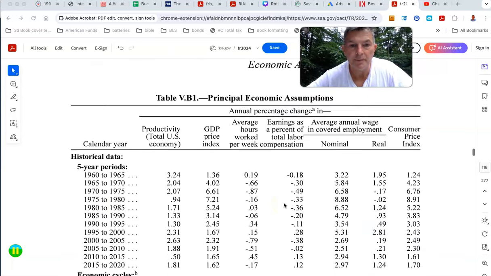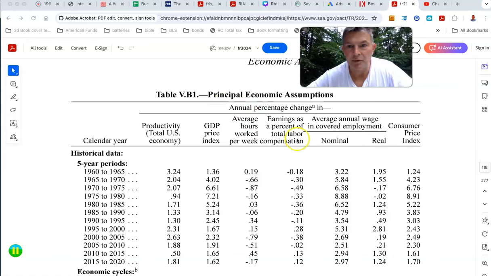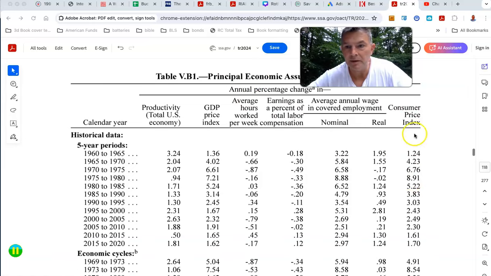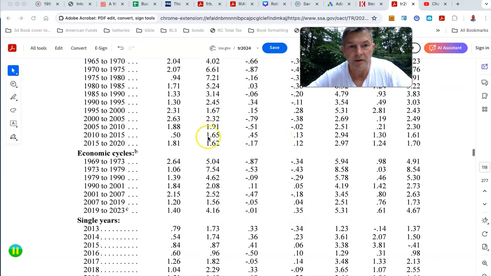Let's see what else we got here. I just find this stuff is great. Principal economic assumptions, CPI, you can see right here. It tells you all things. You have productivity, GDP, price index, average workers, and just tons of stuff in your economic cycles.